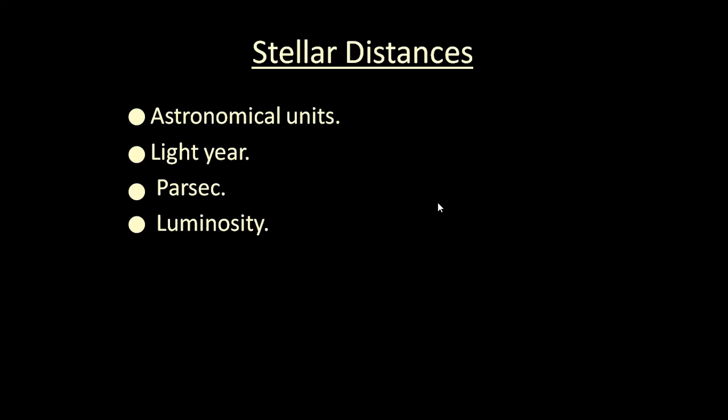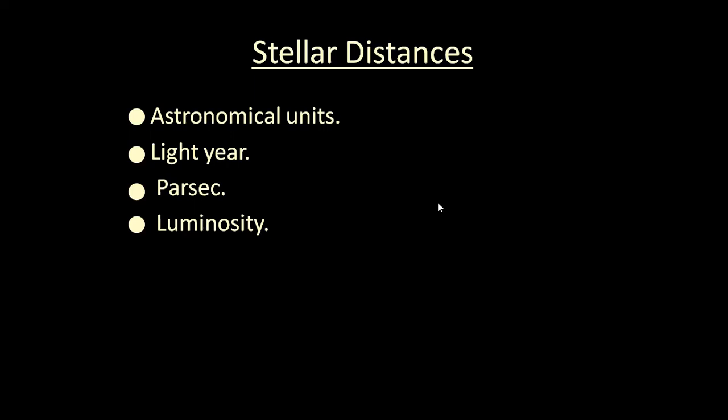And next is the parsec. One astronomical unit is the distance between the sun and the earth, which is about 1.5 into 10 power 8 kilometers. The distance that covers an arc of 1 arcsecond is called a parsec.